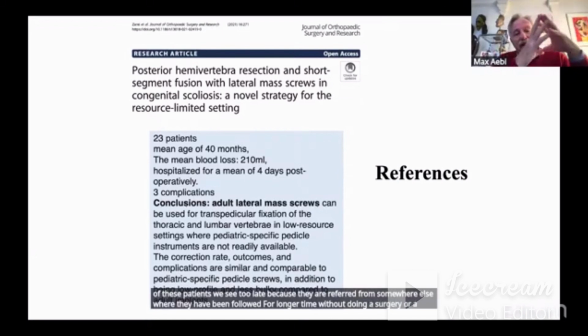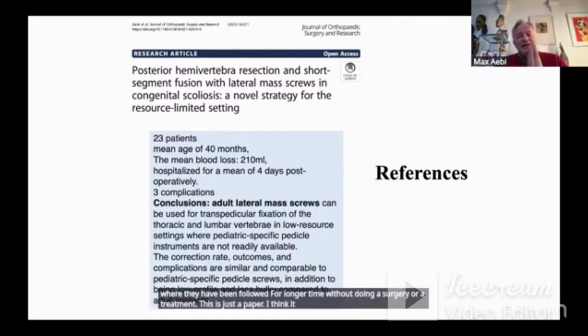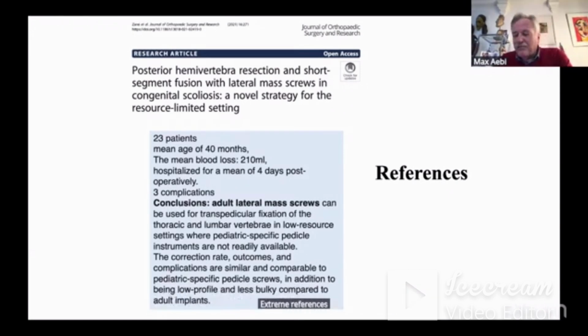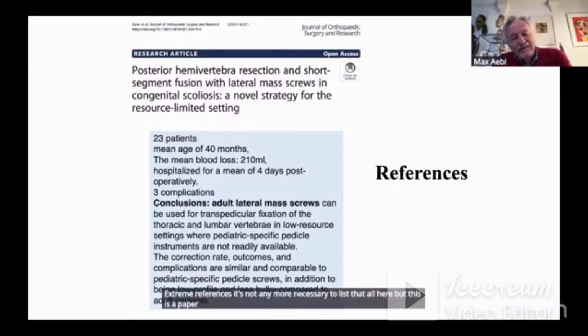This is just a paper. I think it's an interesting paper as a reference. There are many references. You can go on Google Scholar and you will have many references. It's not necessary anymore to list them all here. But this is a paper which reviewed 23 patients with a mean age of about 3.5 years. They had an average blood loss of 210 milliliters, a hospitalization time of only 4 days, and only 3 complications.